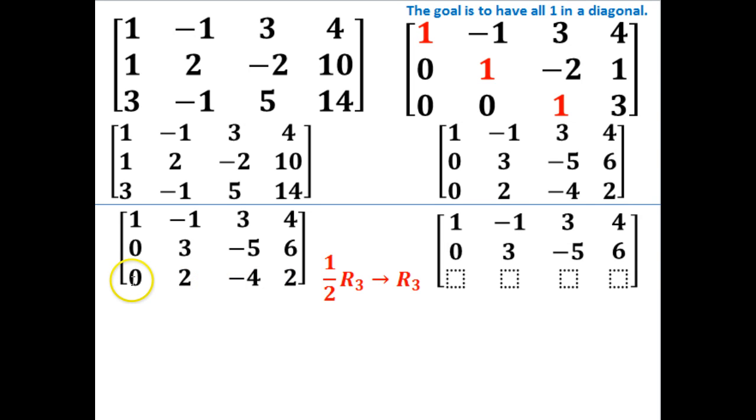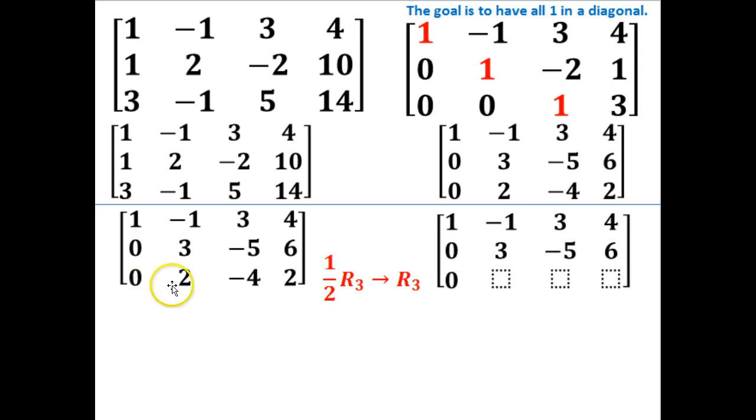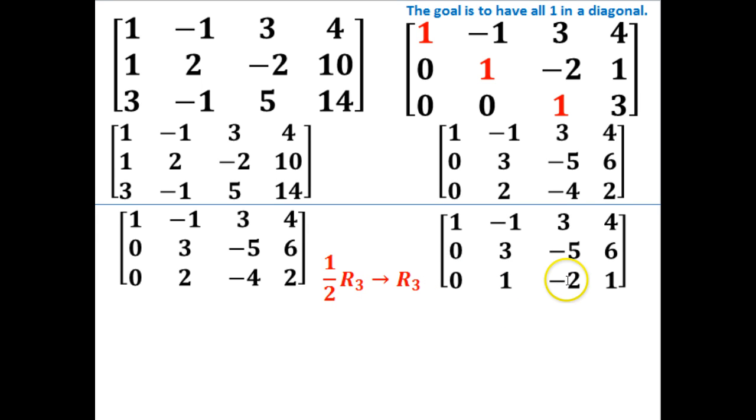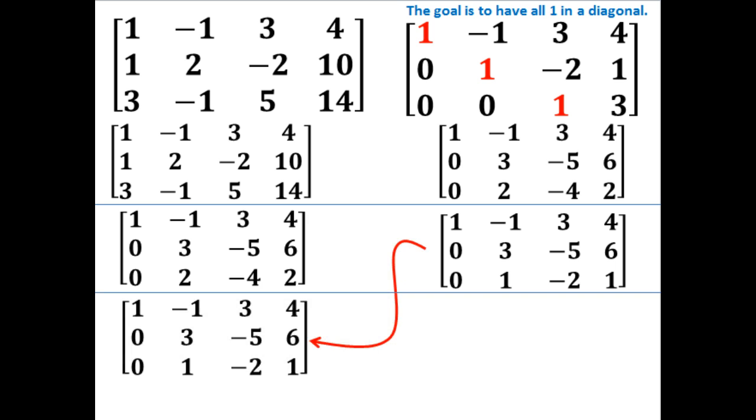Here's my new one. 0 divided by 2, 1/2 of 0 is just 0. 2 divided by 2 is 1. Negative 4, half of negative 4 would be negative 2. And then half of 2 is just 1. Okay, so we've got that one set up. Now just so I have some room, I'll rewrite this one over to the side.